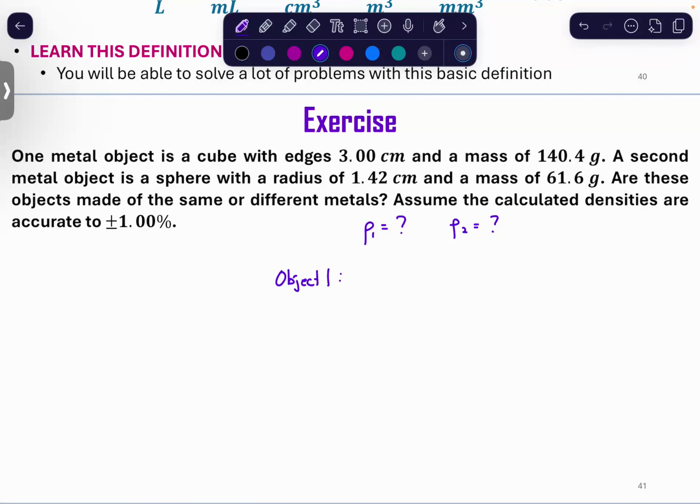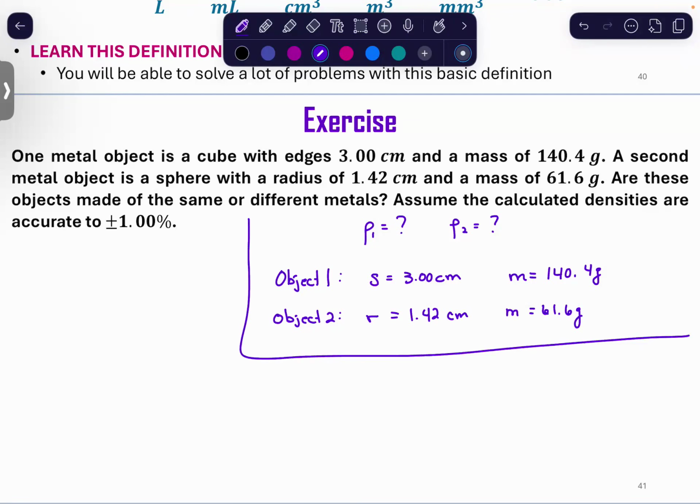Object 1. The sides of object 1 are 3 centimeters. The mass of object 1 is 140.4 grams. Object 2, let's see, the radius of this sphere is 1.42 centimeters. And the mass of this sphere is 61.6 grams.